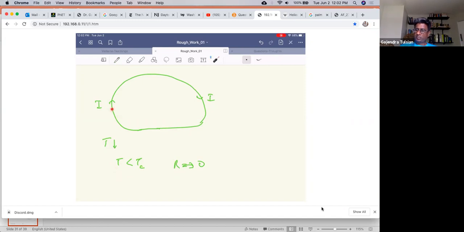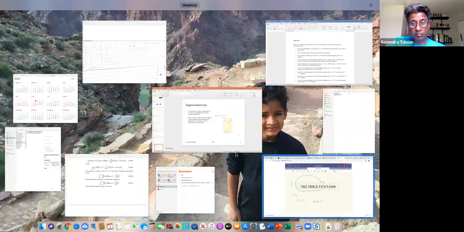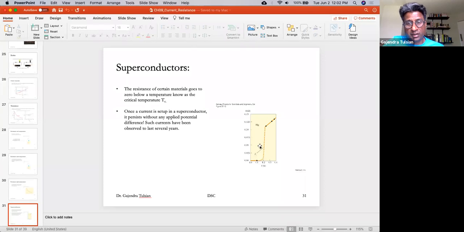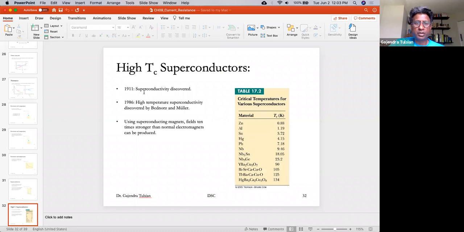So it's like a frictionless surface, and this puck keeps going around and around. The current keeps flowing even without a battery source. Okay, so that's a superconductor. And superconductors have quite a bit of use. They're very useful. MRI machines use superconducting magnets and so on. We'll learn about them. Superconductivity was discovered in 1911.